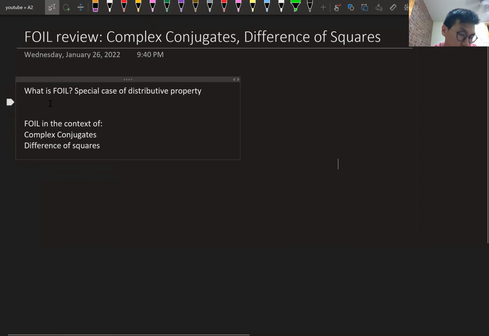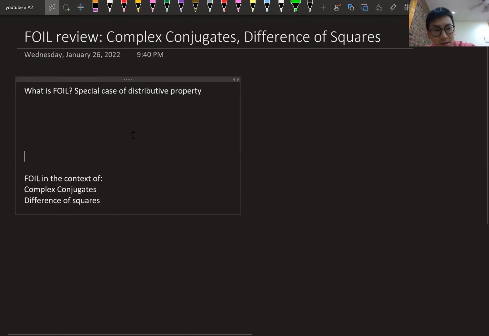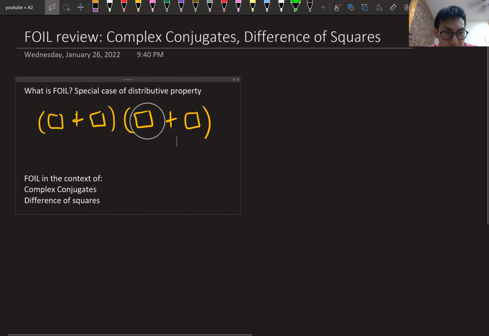So I've mentioned this a few times in class. FOIL is not really a math topic, but it's a mnemonic, a memory aid to talk about this math topic, just like the special case of distributive property. When I say special case, it's when you're multiplying two binomials. So there's a number here, plus or minus a number here, and then times a number here, plus or minus a number here. So it's like a 2 by 2 case.